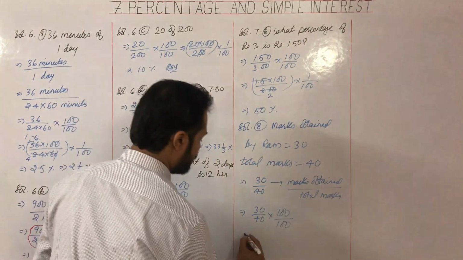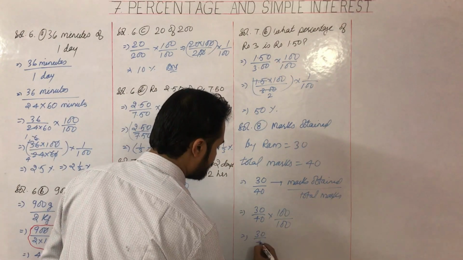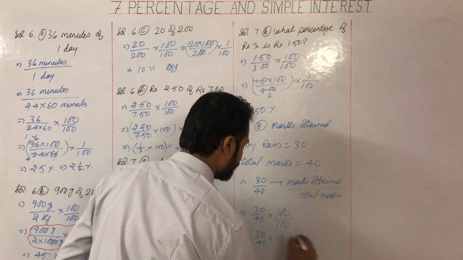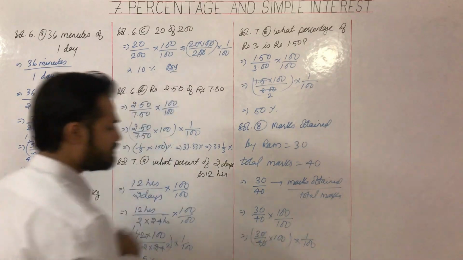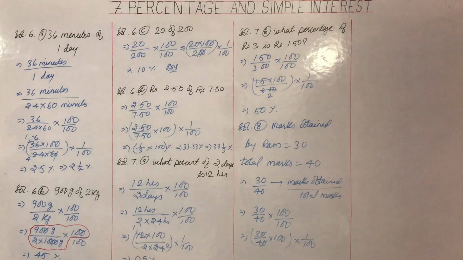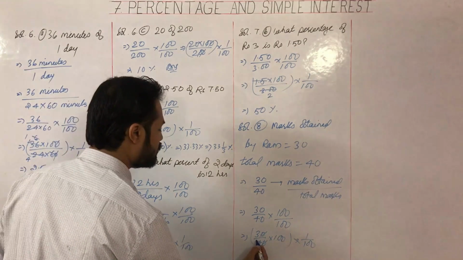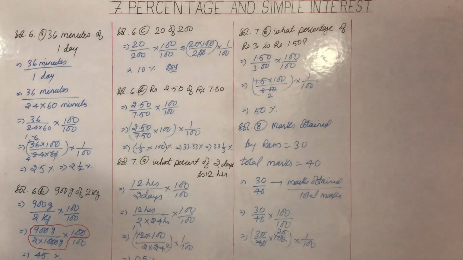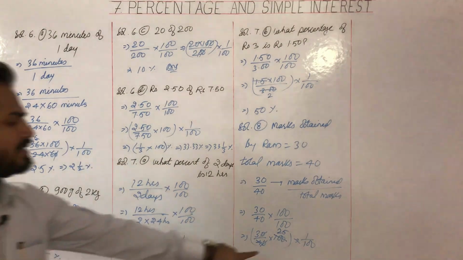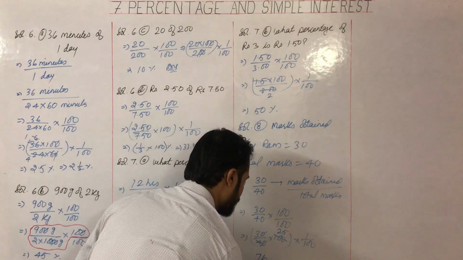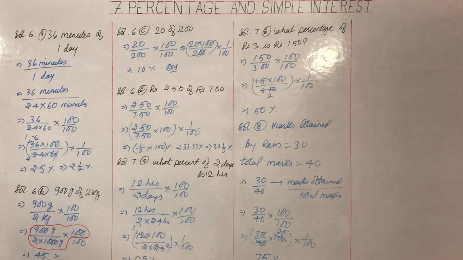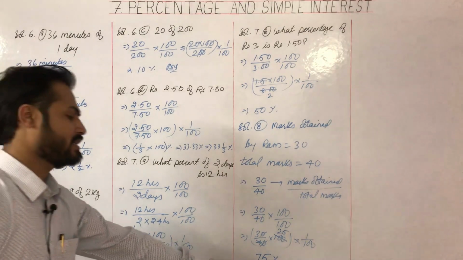We'll multiply by 100 and 100, then 30 by 40 into 100 and 1 by 100. So 0 and 0 reduced. 30 into 100 by 4. So 4 ones are 4. 4 into 25 is 100. 25 into 3 is 75. And this becomes percent. 75% is the percent or percentage of marks obtained by Ram in mathematics.